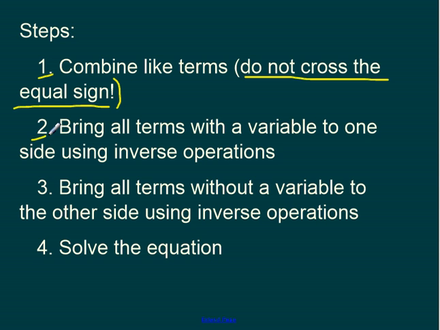The second thing to do is that you're going to bring all of your terms that have a variable to one side of the equal sign, and you're going to do this by using inverse operations. So the fact that addition and subtraction are opposites, and multiplication and division are opposites. Third step is I'm going to bring all of my terms without a variable, so those are my constant terms, to the other side of the equal sign. So maybe in step 2, I brought all of my variable terms to the left side of the equal sign. In step 3, I'll bring all my constants to the right side of the equal sign using inverse operations, and I'll show you how to do that. And then finally, you're going to solve the equation. Pause the video if you need more time to write.